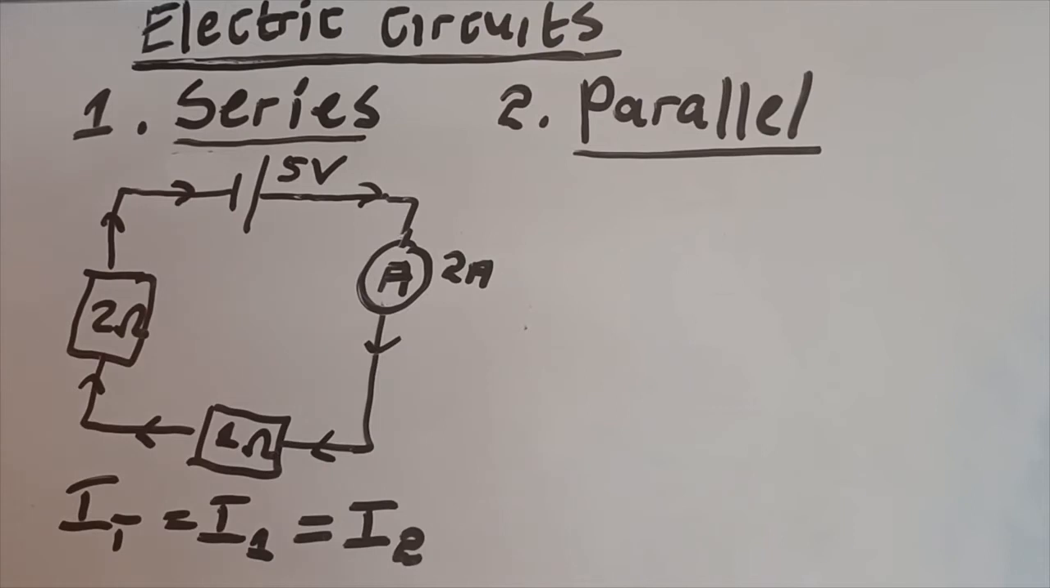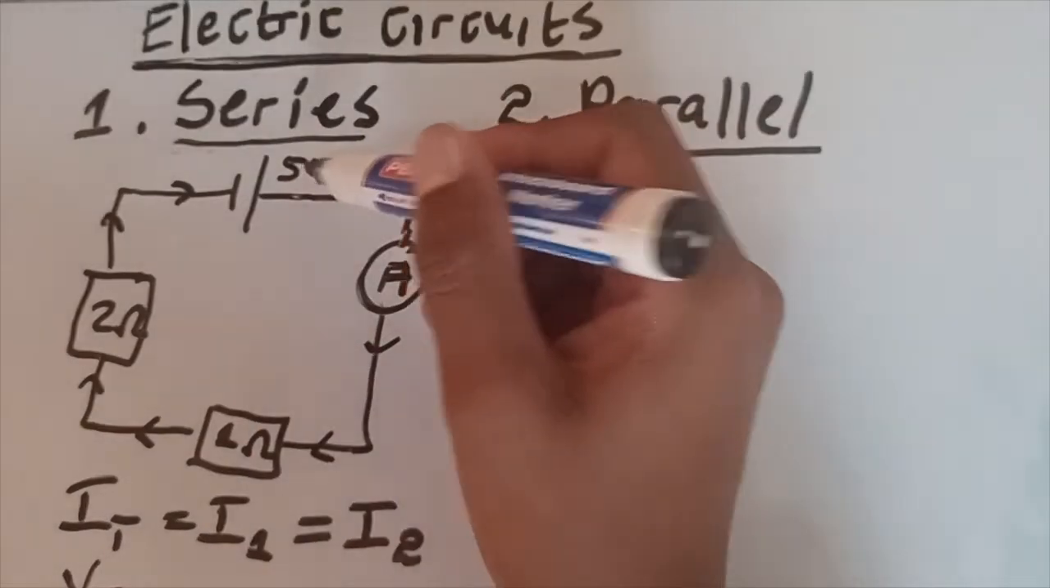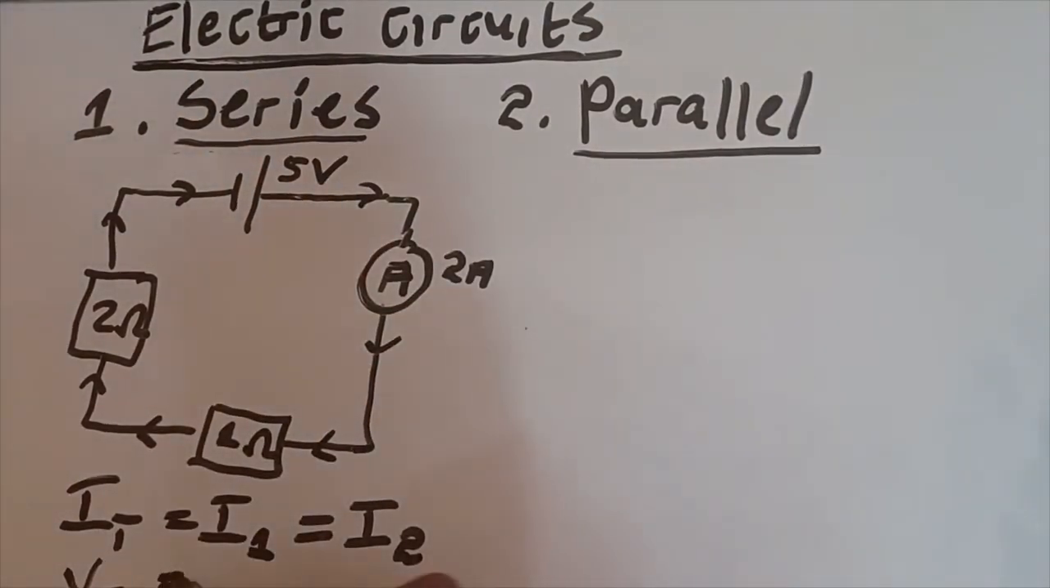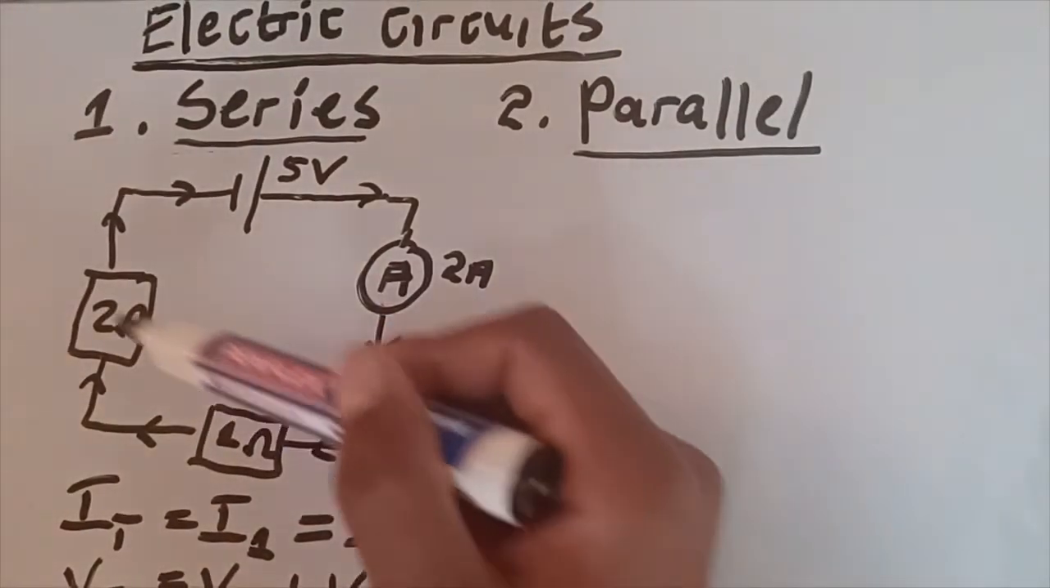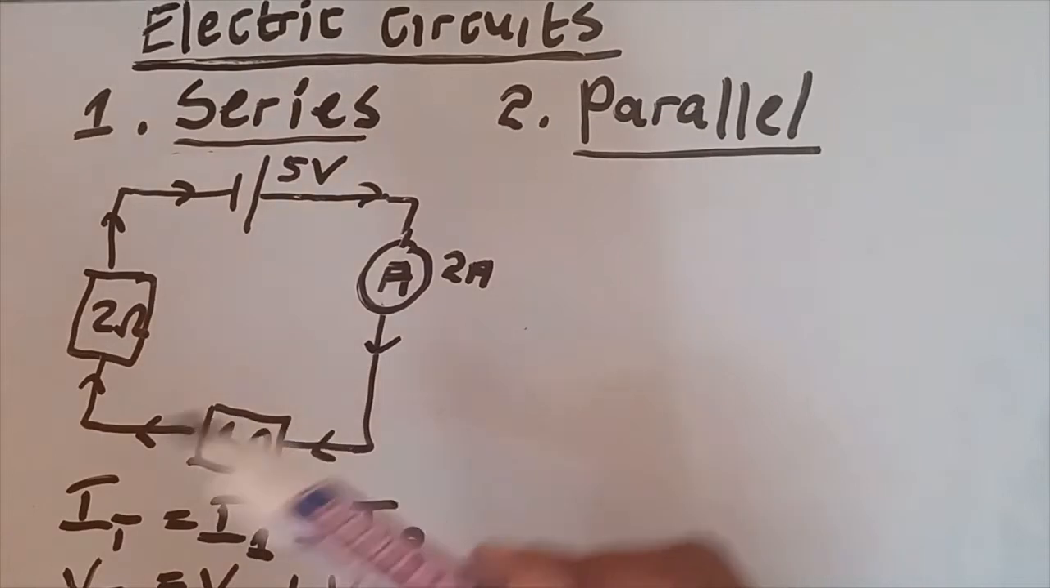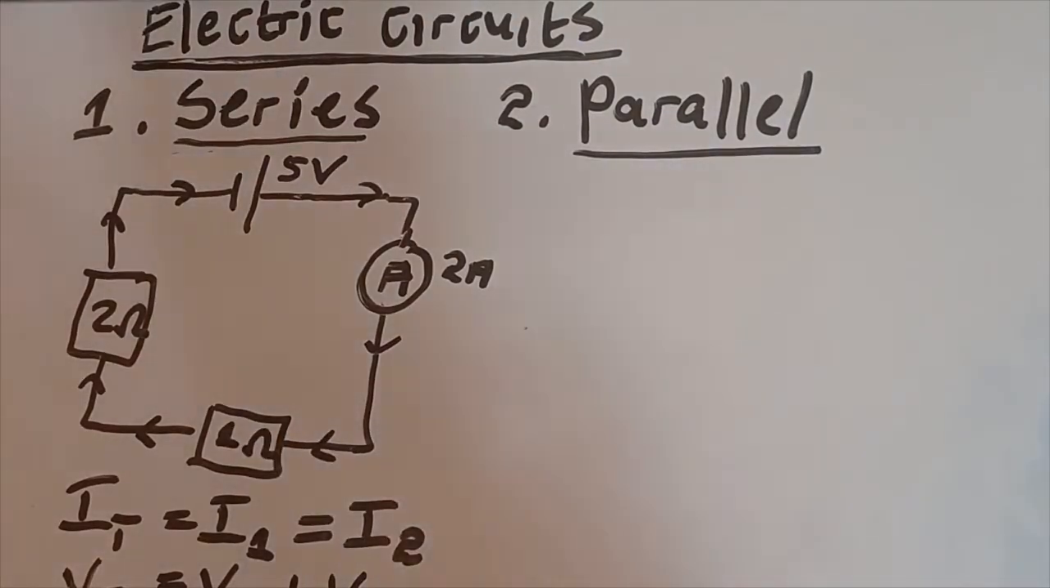Okay, so now let's check our voltage. The total voltage here is the potential difference, or the amount of energy that the battery can supply in this circuit. As all of us can see, the total voltage is going to be the voltage of resistor 1 plus the voltage of resistor 2. It means that the voltage is not the same in these resistors because they have different values.